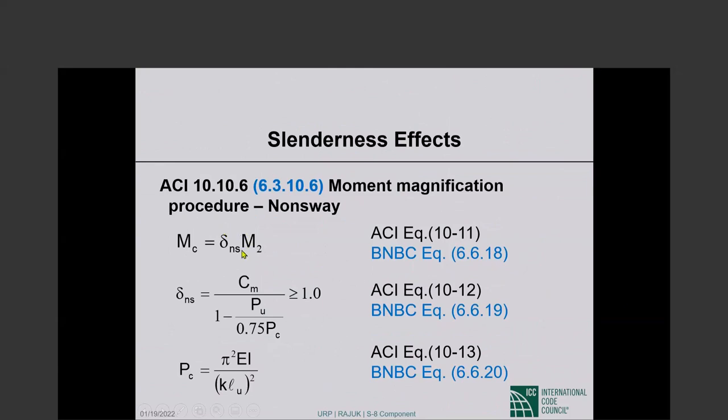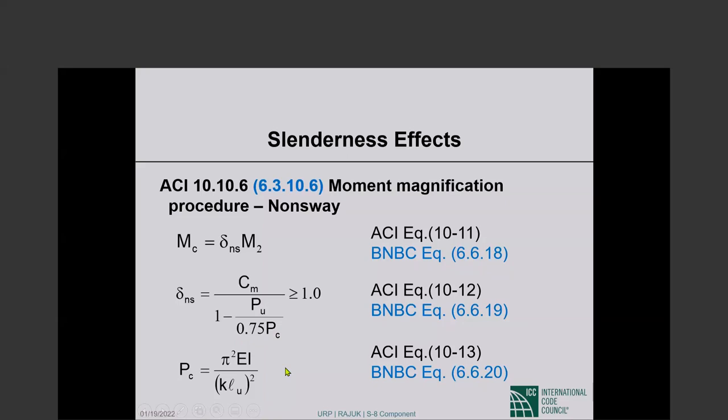That magnified by a non-sway magnifier is your design moment, is your magnified moment. Okay? So M sub C is a non-sway magnifier multiplied by the larger of the two end moments. The non-sway magnifier is C sub M divided by 1 minus P sub U, the factored axial load on the column, divided by 0.75, the critical load of the column.